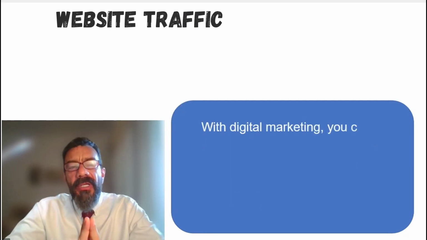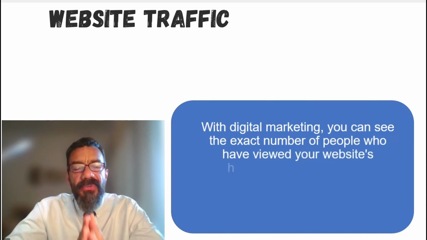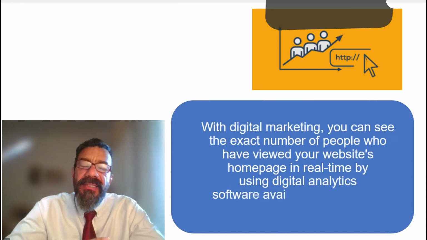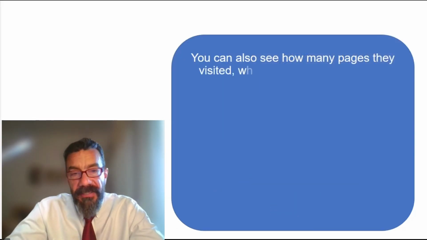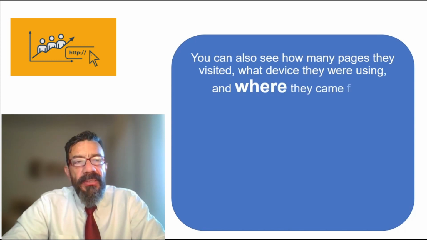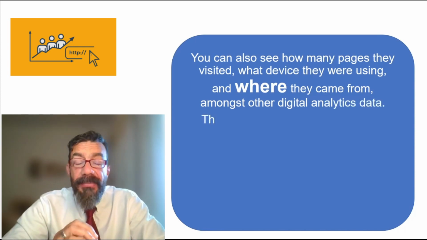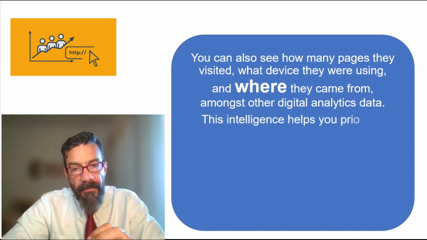So with digital marketing, you can see the exact number of people who have viewed your website's homepage in real time by using digital analytics software available in the market. You can also see how many pages they visited and what type of device they were using and where they came from, amongst other digital analytics data. This intelligence helps you prioritize which marketing channels to spend more on.